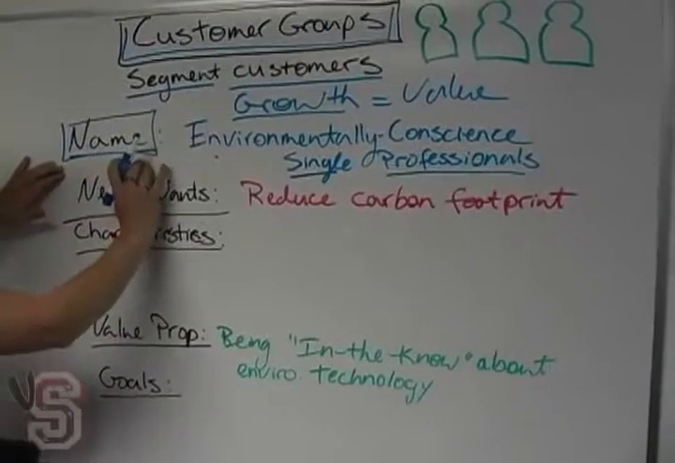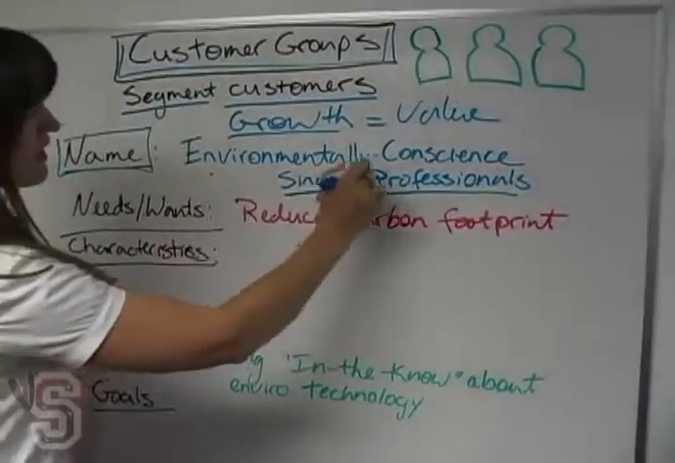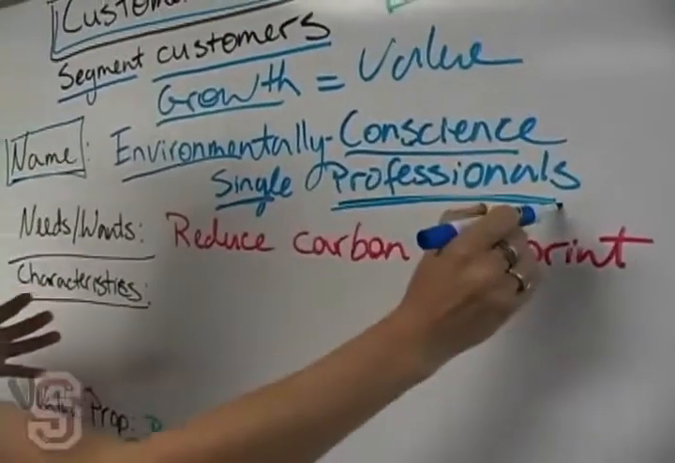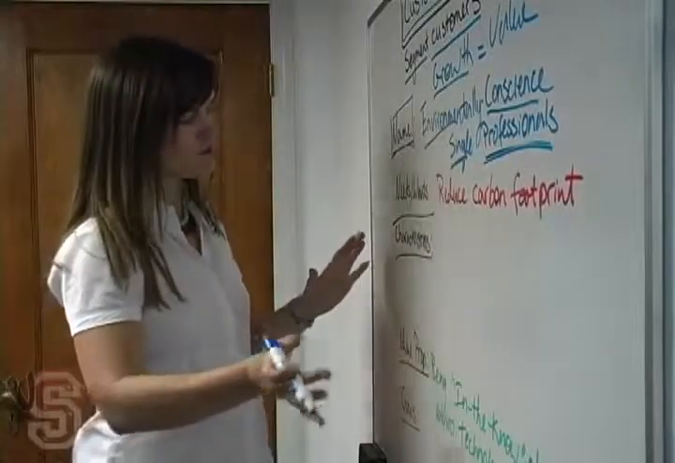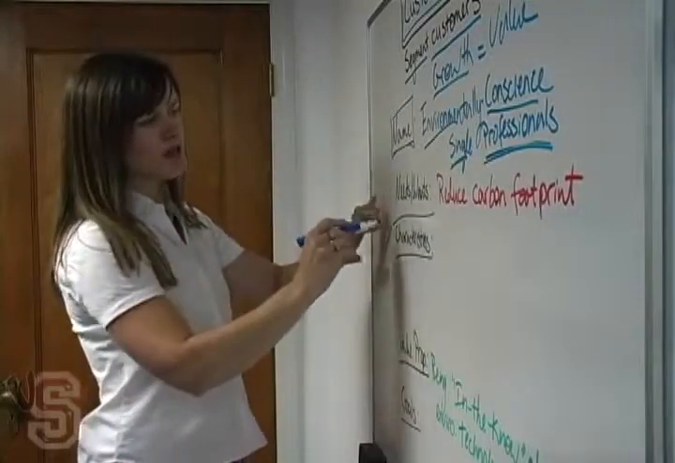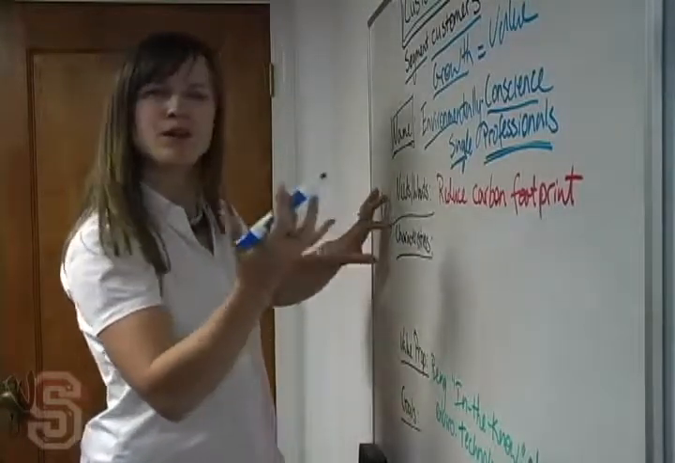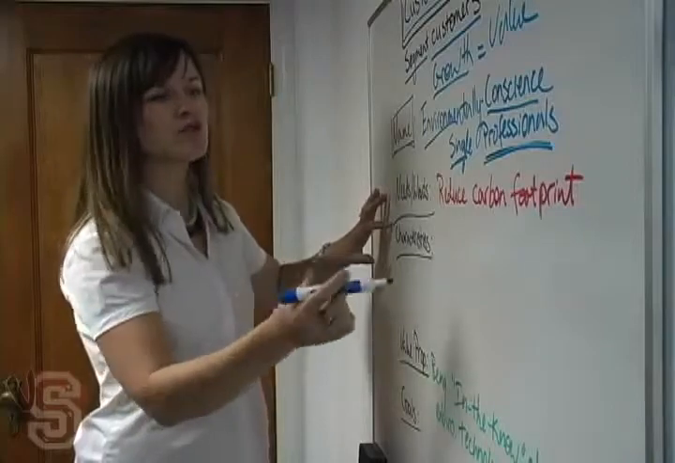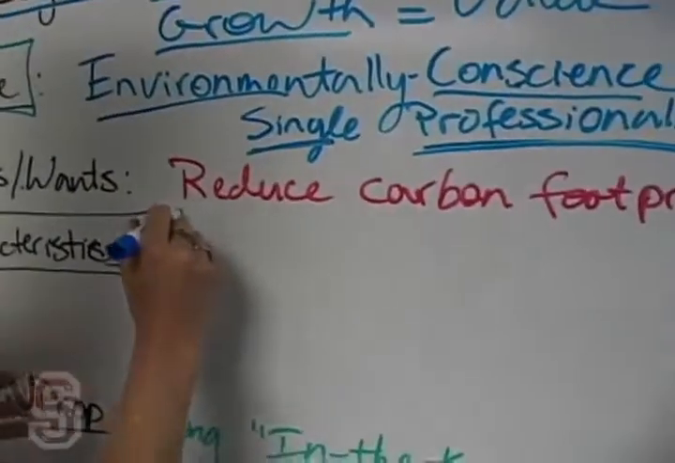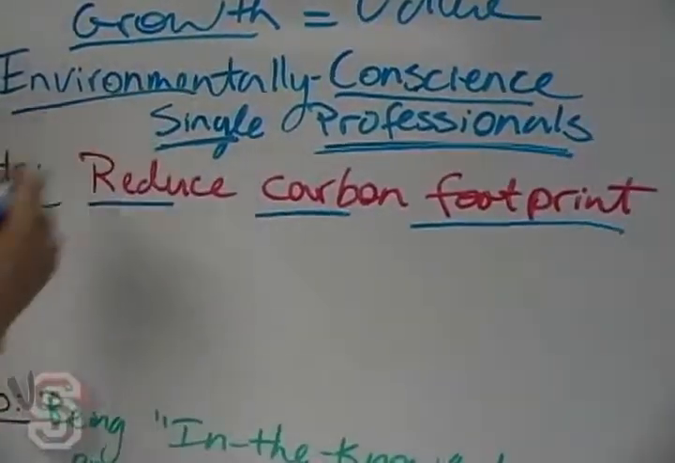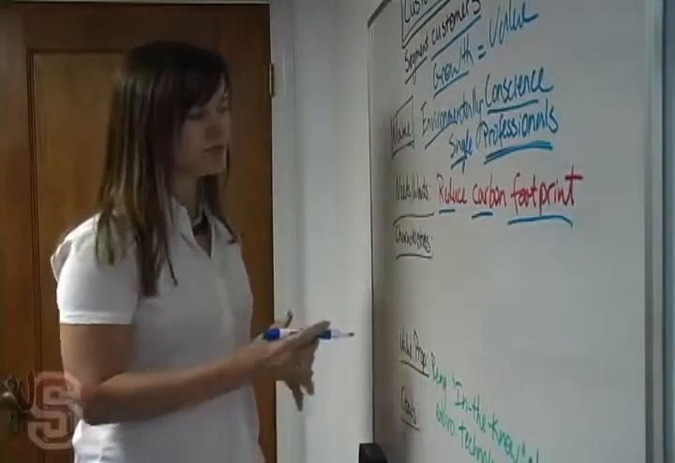We first start with a name. So we have started by saying, okay, we're targeting environmentally conscious single professionals, right? Just a pretty simple name, pretty descriptive. After we have a name, we need to define needs and wants. Now, needs and wants is pretty big. We wanted to get at the core need. So what's a core need? Well, a core need of this group is really to reduce the carbon footprint. People are pretty interested in that. These people specifically, that's their core need.